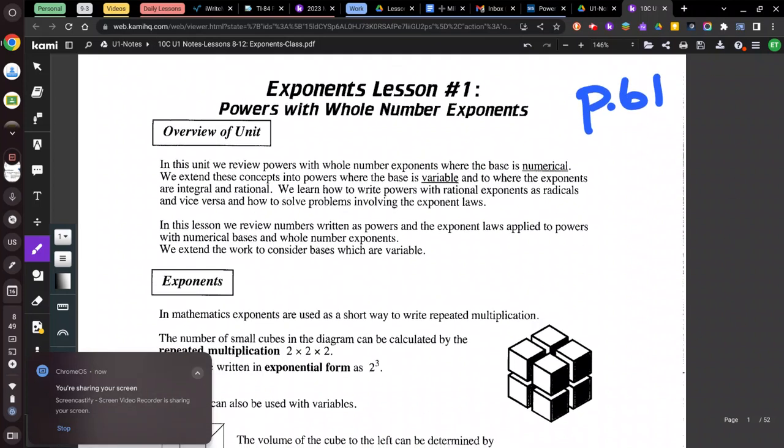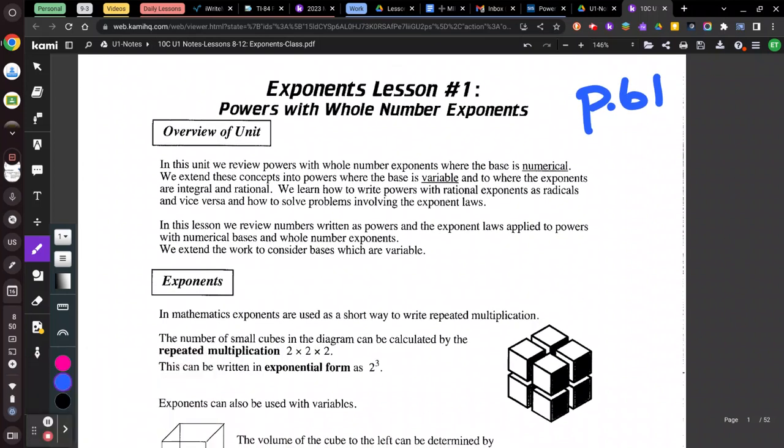Okay, welcome. This is page 61. It says exponents lesson 1, but this is actually lesson 8. Okay, this is our lesson 8 for unit 1 still. Unit 1 has 2 parts.